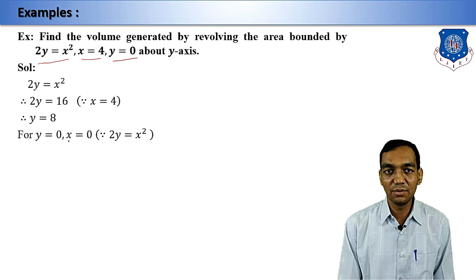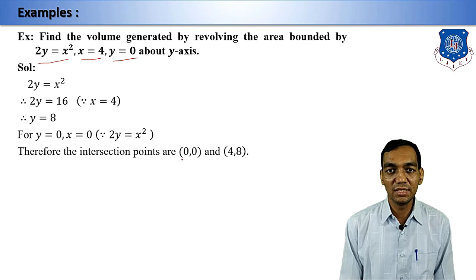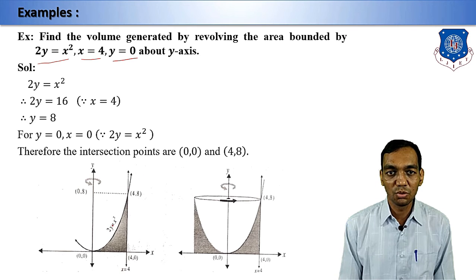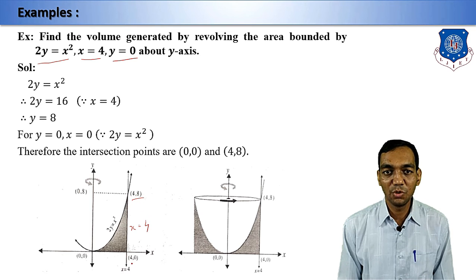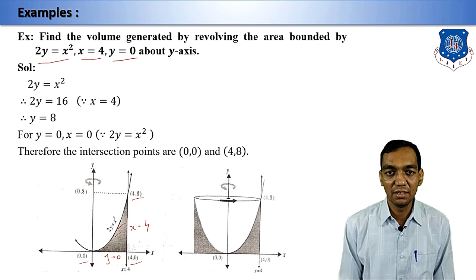Correct? So x equals 0, then y equals 0. That means you have the intersection point of 2y equals x square and y equals 0, that means the x axis. So the intersection points are 0, 0 and 4, 8. So this is the area. 2y equals x square is a parabola along the positive y axis. Correct? x equals 4 is a perpendicular line. So this point is 4, 0, this point is 4, 8, and this point is 0, 0. And y equals 0 is your x axis. So this area you have.